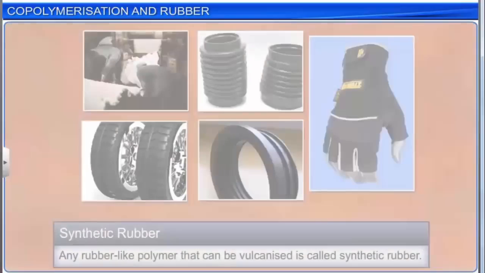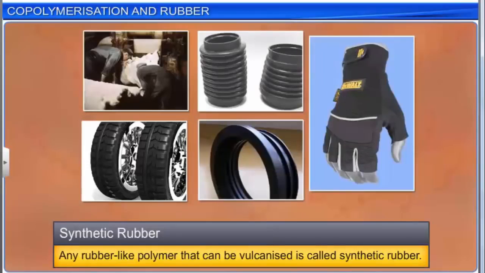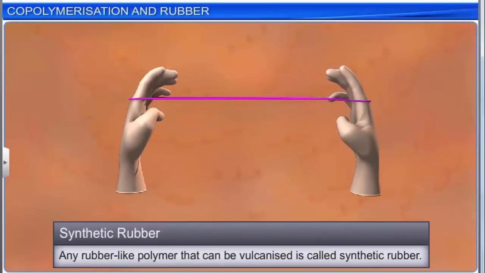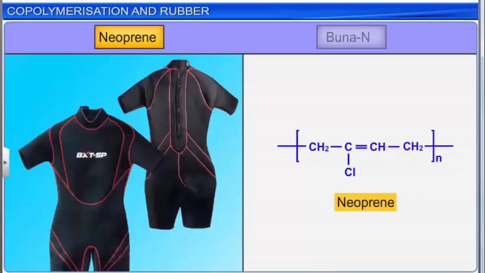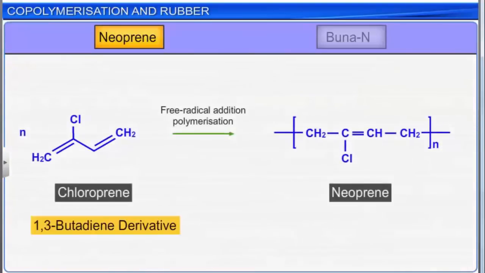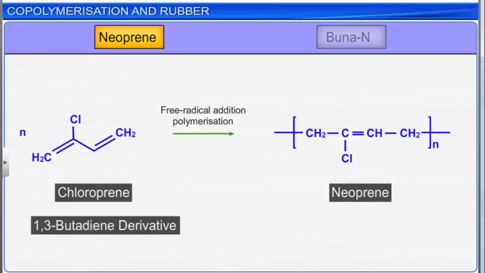Synthetic rubber can be defined as any rubber-like polymer that can be vulcanized. Synthetic rubber must be elastomeric. It can be stretched and then must return to its original shape. Neoprene is an example of a synthetic rubber. This homopolymer is made from a monomer that is a 1,3-butadiene derivative, chloroprene. Chloroprene undergoes free radical addition polymerization to form neoprene.